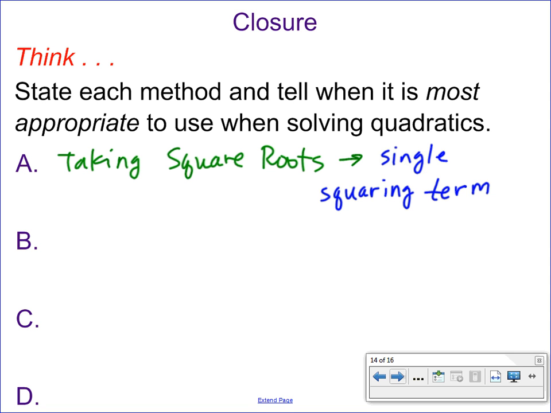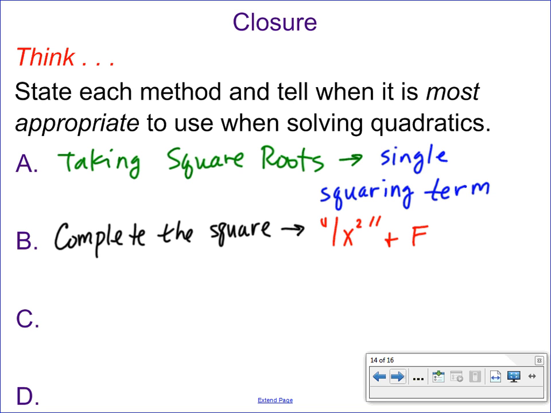Different method? Emily? Completing the square. Completing the square, absolutely. So we see completing the square. Completing the square is most appropriate when we have a one x squared term, and an even linear term, or x term, because then it was easy to take half of that middle term, right? Half of the middle term and square. Thank you. Different method. Hannah.